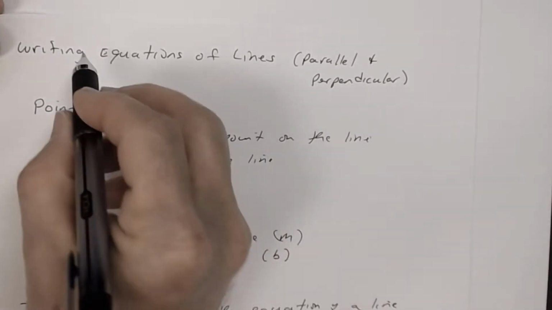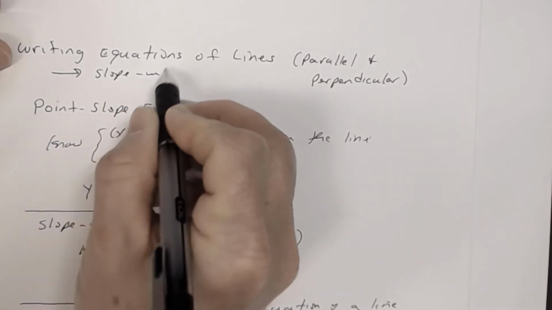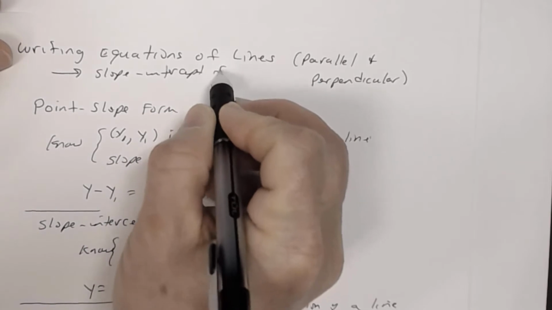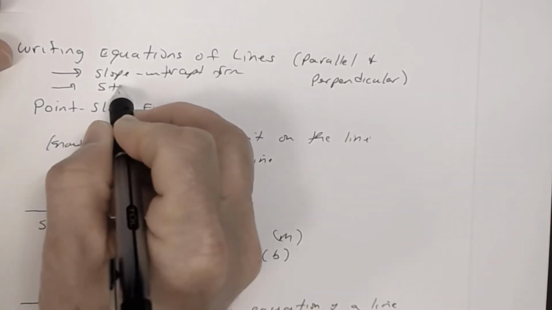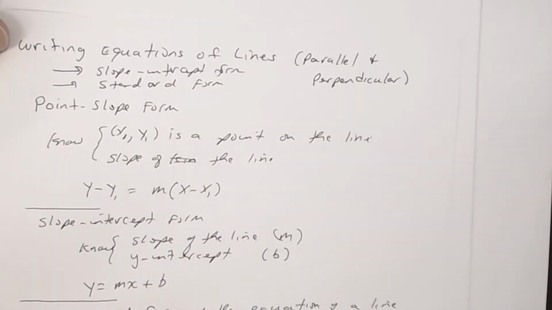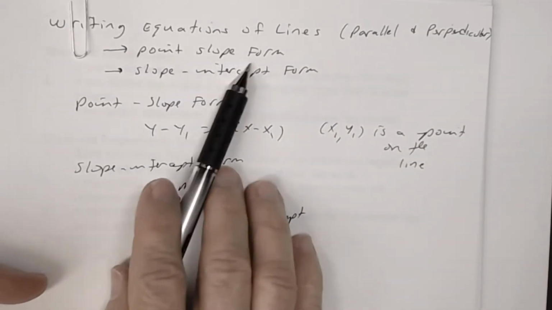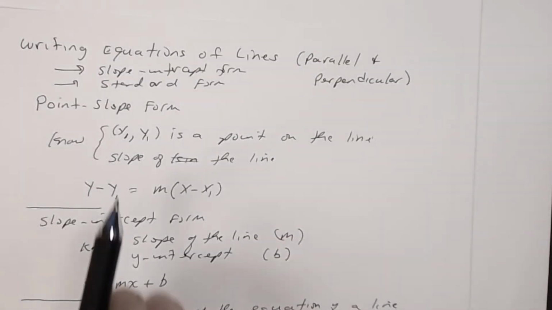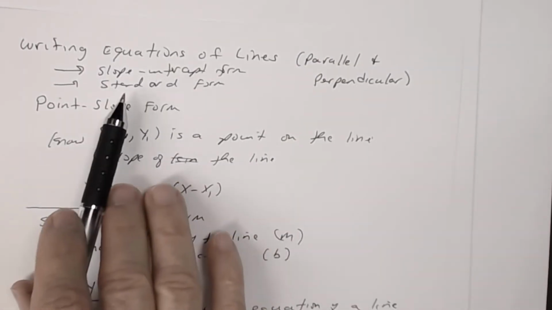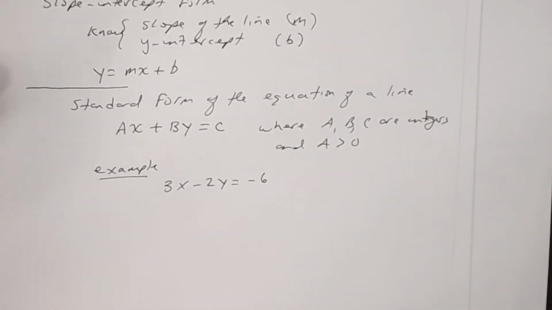So I'm going to go back up here. We're going to talk about writing equations of lines, and we're going to put them in both slope-intercept form and standard form. That's going to be the focus. In the previous lesson, we looked at point-slope form and slope-intercept form. This time we'll look at slope-intercept form and standard form. It's not a difficult idea. It's fairly simple to deal with.